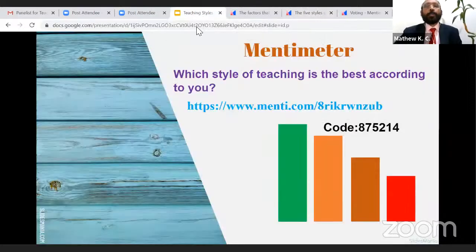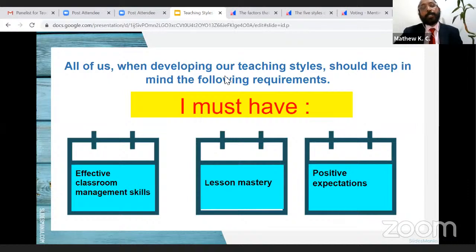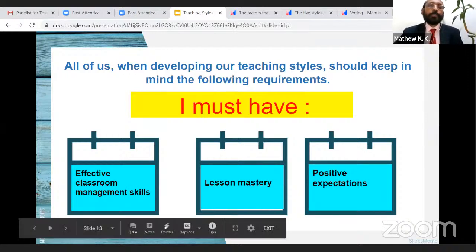Okay, I'm proceeding to the next part. Today's ideal teaching style is more of a hybrid approach that blends the best of everything a teacher has to offer. Even when I say that, I'm not saying that is the only way, and there is variation. That is why I said there will be variations. Then all of us, when developing our teaching styles, should keep in mind the following requirements. I have given the requirements here. What are the things I should have?